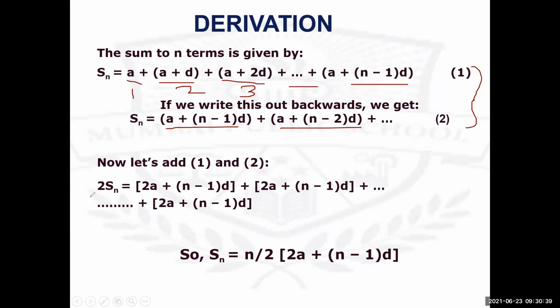So Sn and Sn is 2Sn. So 2a plus n minus 1 into d plus 2a plus n minus 1 into d. Like that, you will go on adding all this. When you add both of the equations, you directly get Sn equals n upon 2 in bracket 2a plus n minus 1 into d.